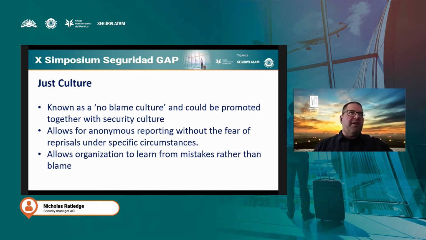So this is another area that you can support as part of your security culture moving forward, when it comes to thinking about a no blame culture and looking at improvement versus trying to blame certain people.